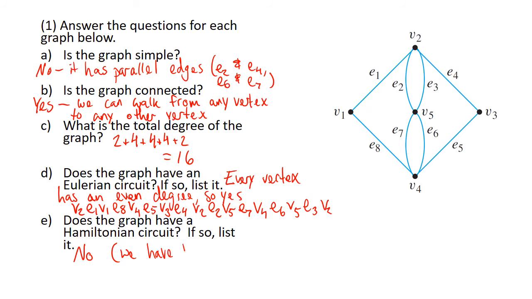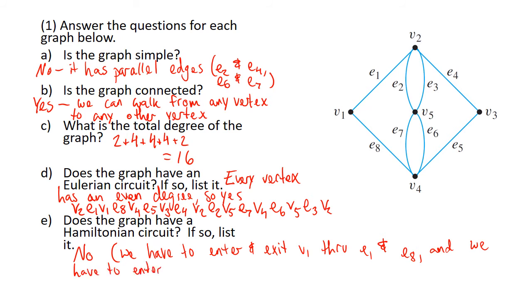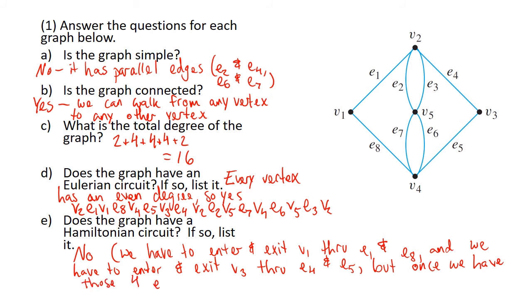So we have to enter and exit V1 through E1 and E8, and we have to enter and exit V3 through E4 and E5, but once we have those 4 edges, we can't add anything else.